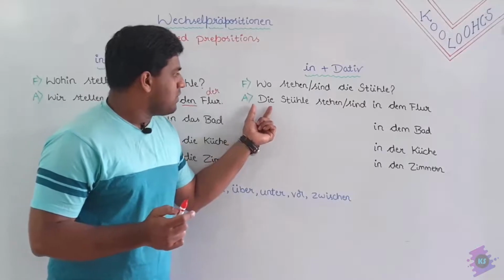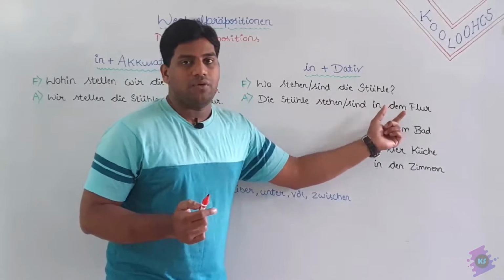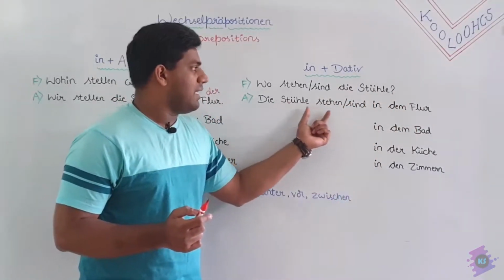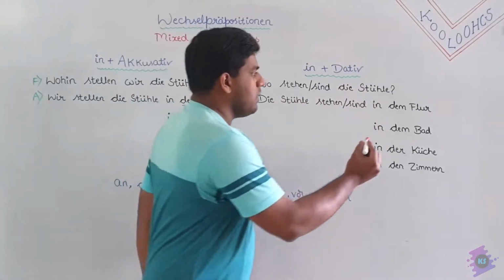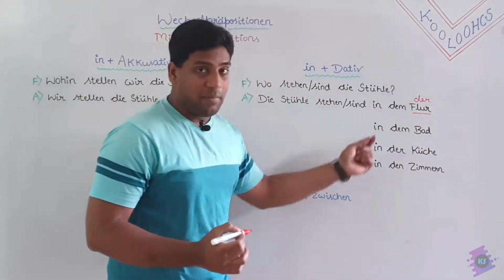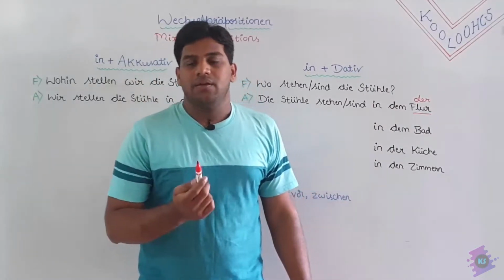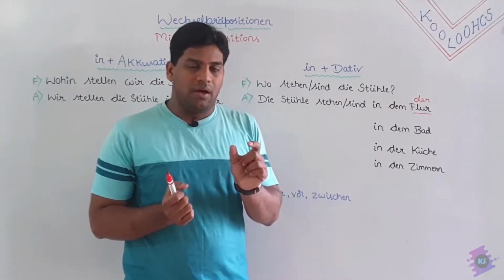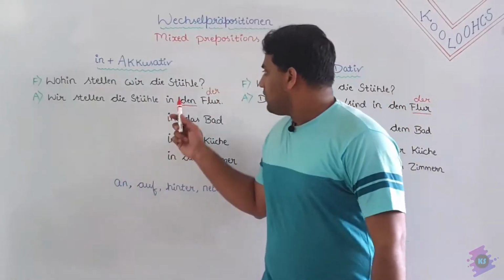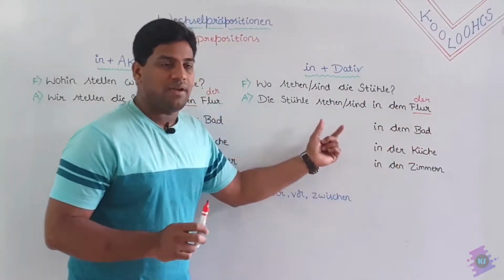So the answer can be like this: die Stühle, that means the chairs, sind or stehen in dem Flur, the chairs are in the hallway, or the chairs stand in the hallway. So this Flur has the article, as I said, sorry, it has the article der, in fact, it is masculine. It changes to dem in dative, as I mentioned in my dative session, der article changes to dem. So it is in dem Flur, whereas in accusative case it was in den Flur, but here it is in dem Flur because it is dative.